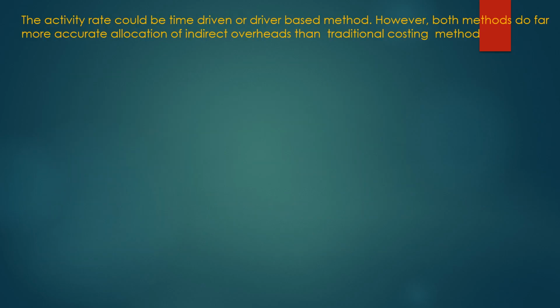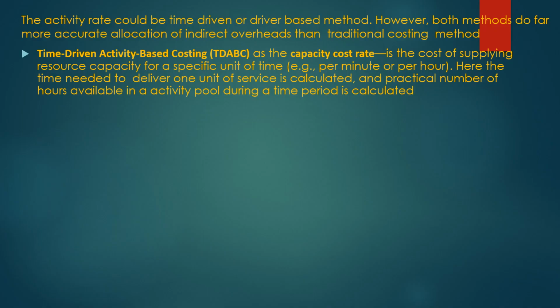The activity rate could be time-driven or driver-based. However, both the methods do far more accurate allocation of indirect overheads than the traditional costing methods. Time-driven activity-based costing: the activity cost rate is the cost of supplying resource capacity for a specific unit of time, for example per minute or per hour. Here the time needed to deliver 1 unit of service is calculated, and the practical number of hours available in an activity pool during a time period is calculated.